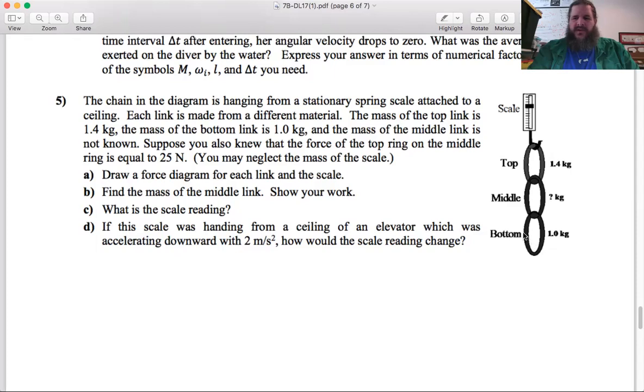In this one, though, let's try drawing out the force diagrams for each of these. If we take a look at each one of these chain links individually, top, middle, and bottom, I don't think we really need to worry about torque here. There's not really any rotational stuff going on. So we should be able to just treat each one of these as a single point.